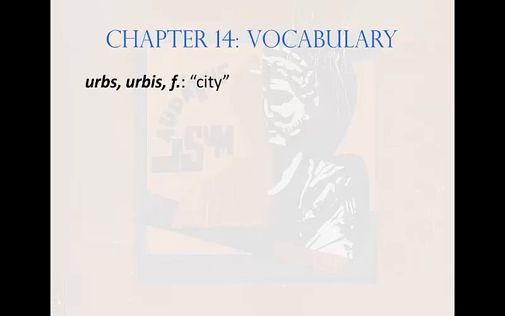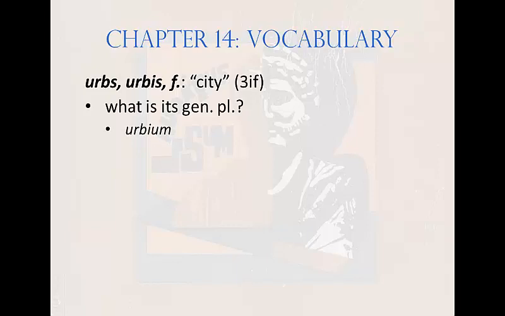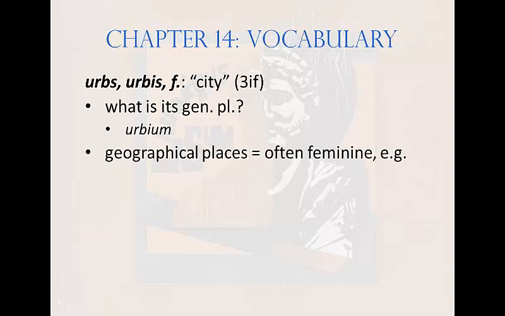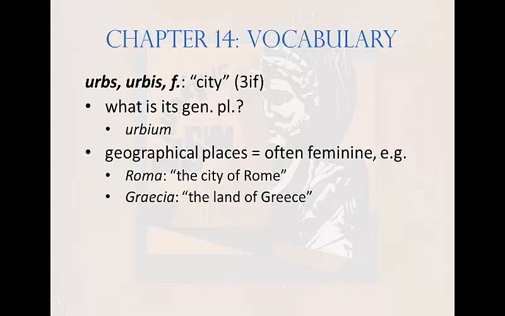The next word is urbs, urbis, feminine, meaning city. Is it I stem? Why, yes it is. Yet again, it's another monosyllabic. And what's its genitive plural then? That's right, you've got it. Urbium. It might help you remember the gender of this word, feminine, if you recognize that many geographical place names in Latin are also feminine in gender. For instance, Roma, the city of Rome, or Graecia, the land of Greece.